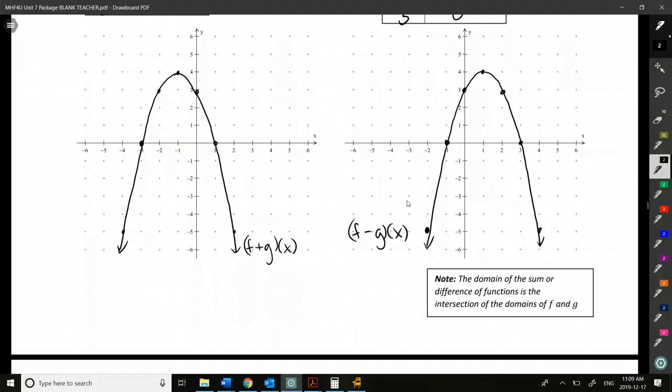Okay? So if both of your functions have a domain of all real numbers, then your resulting functions from adding them or subtracting them is also going to be all real numbers. But if I have a restricted domain for one of my functions, then the sum of the functions or the difference of the functions is going to be where those domains intersect. So I can't have a domain in my addition function past the domain of one of the other functions. So if one of the functions cuts off, that's going to be the cutoff of my sum or my difference function as well.